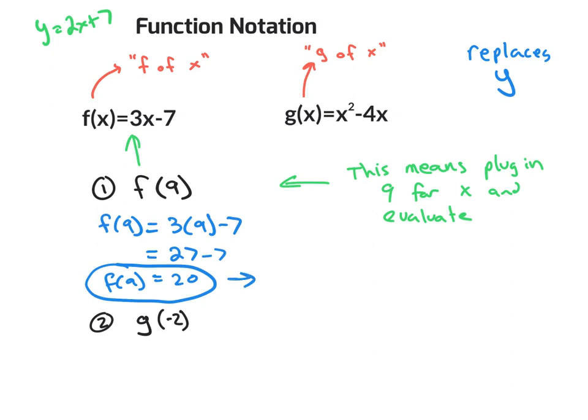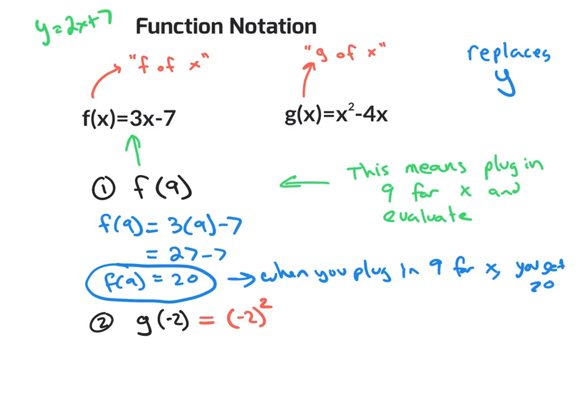And what this really means is that when you plug in 9 for x, you get 20. Okay, so we could do this again with g of negative 2. That means I'm going to plug in negative 2 in for x in the function g. Okay, when you plug in numbers, you should always use parentheses. So when I do this, I'm going to say g of negative 2 equals parenthesis negative 2 squared.